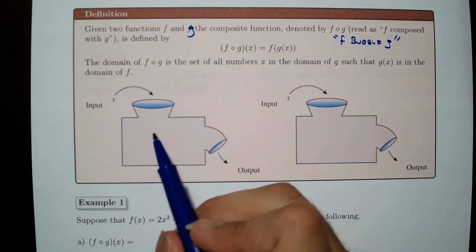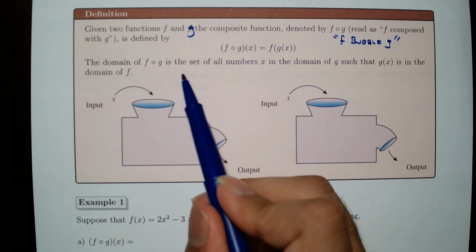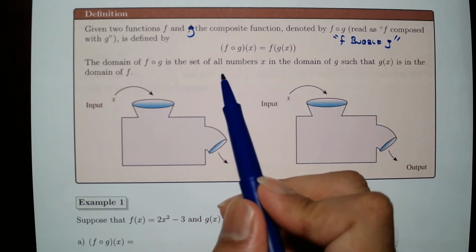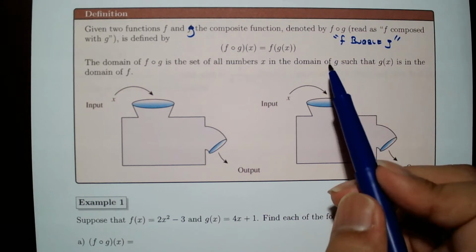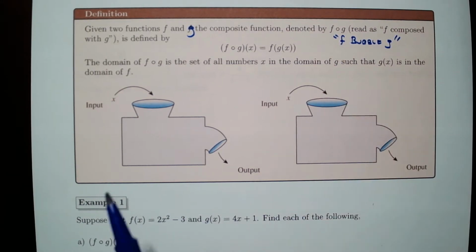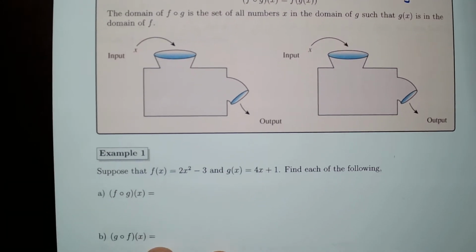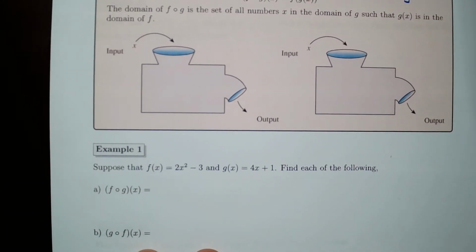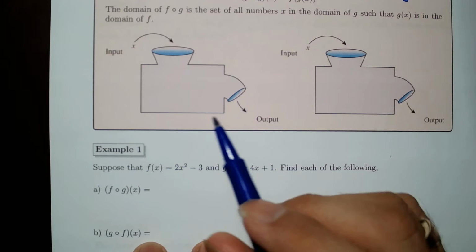The domain of this composite function will be all numbers x in the domain of g such that g of x is in the domain of f. We're going to look at this in more detail when we move on to the examples. First of all, let's look at an example here.